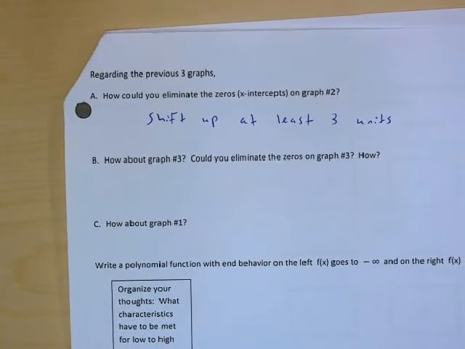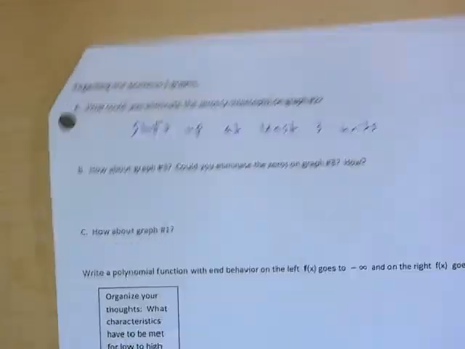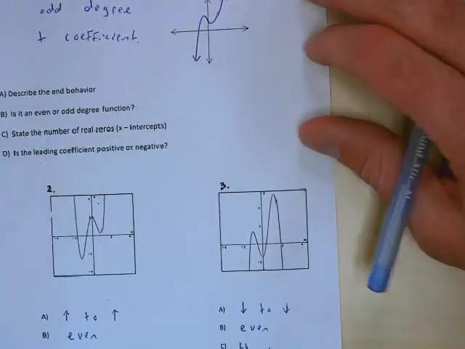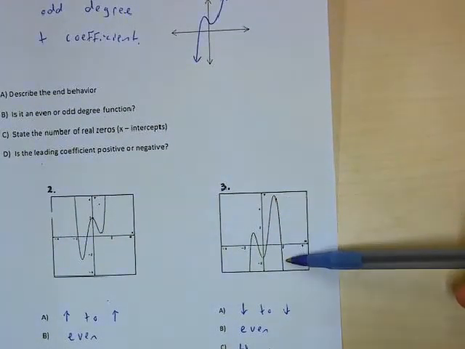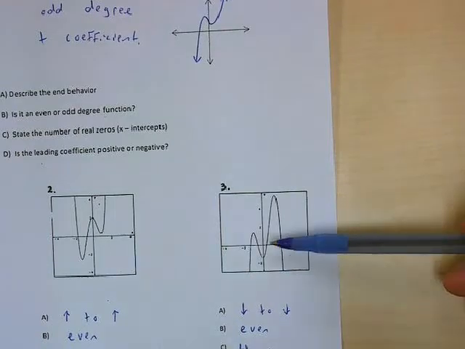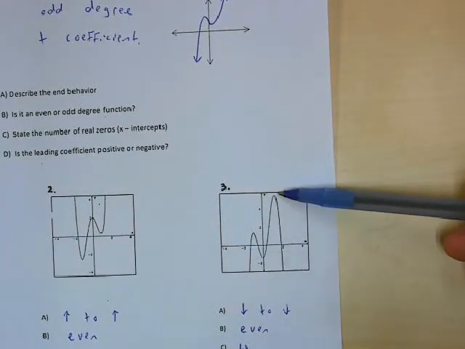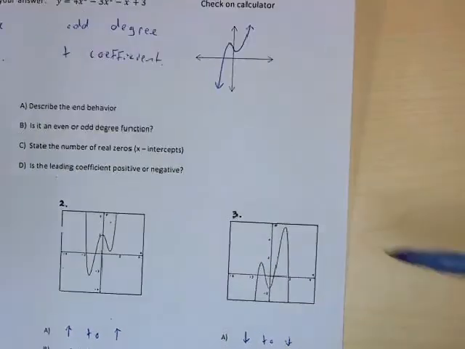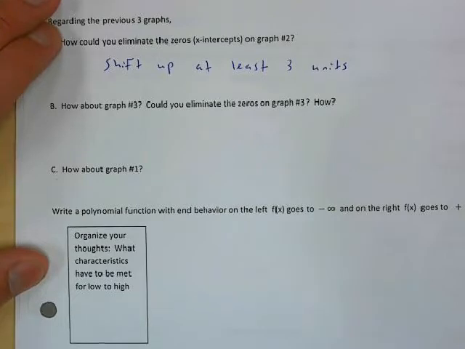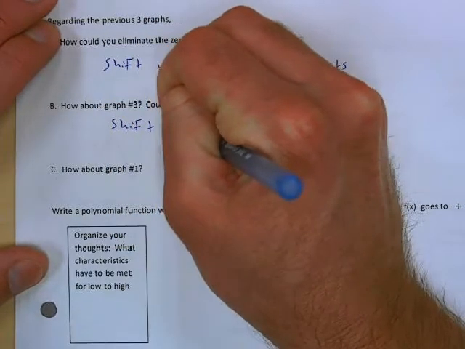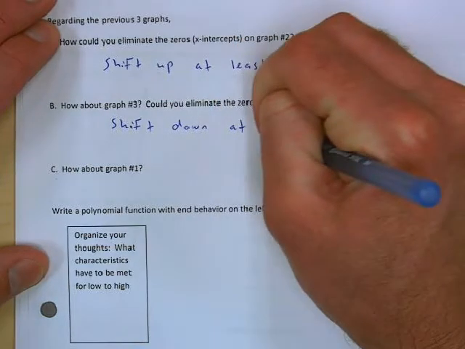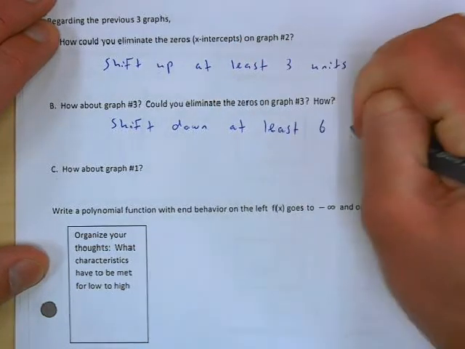Okay, how about graph number 3? Could you eliminate the zeros on graph number 3? Okay, so if we look at graph number 3, this is the highest point on my graph, so if I shift it low enough, then I would get rid of my x-intercepts. Let's see, this is up 2, 4, so it looks like 6 would be plenty there. So if I shift down at least 6, that would work for this graph. So let's say for part B, we'll shift down at least 6 units.